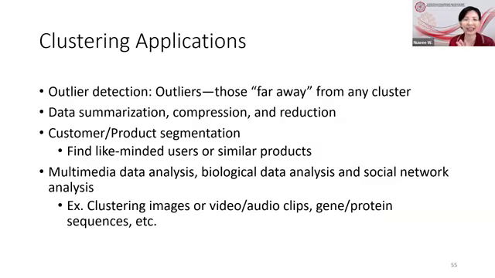We already know clustering applications. We can use clustering in outlier detection, because outliers are those far away from clusters. Summarization or compression or data reduction. You can use this for customer segmentation or product segmentation, finding users with like-minded or similar products. You can use clustering for multimedia analysis or biological data analysis or even social network analysis, right? You can cluster images, video or audio clips, or even genes or DNAs or protein sequences.